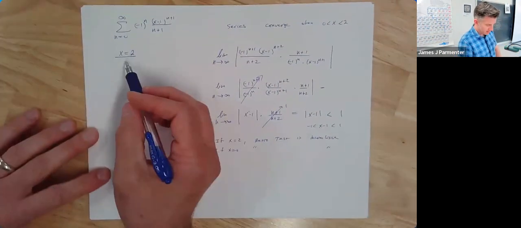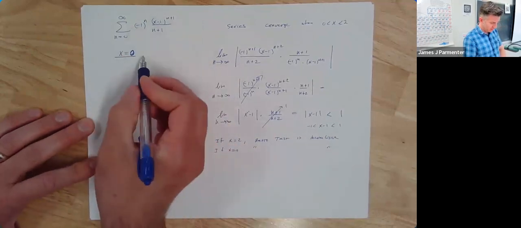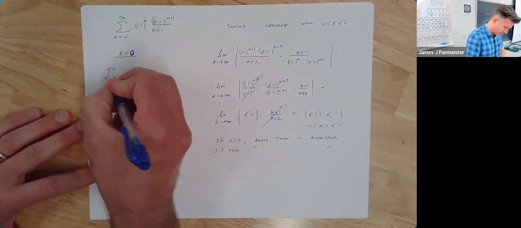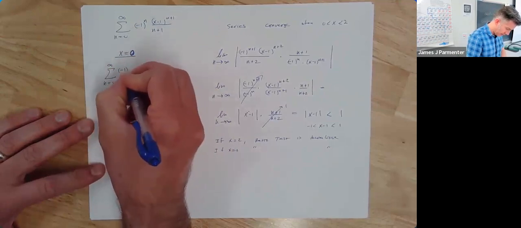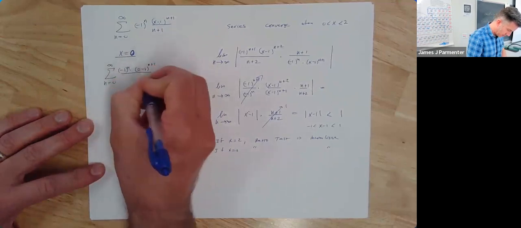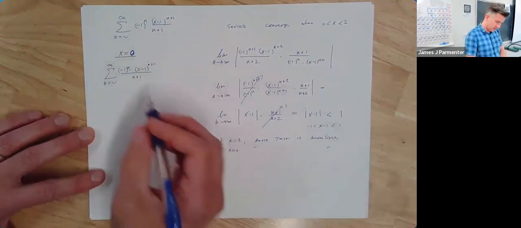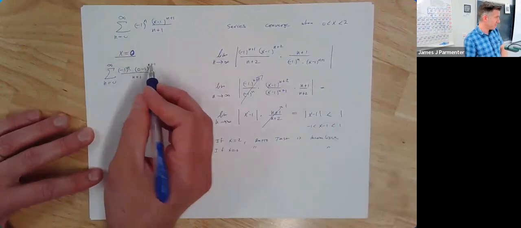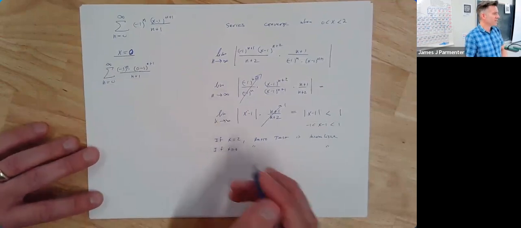If you plugged in, actually, let's start at x equals 0. If we wanted to test the endpoints here, if I plug in 0 for x, I'm left with the sum from n equals 0 to infinity of (-1)^n times (0 minus 1)^(n+1) over n+1. Okay, let's simplify that a little bit. (-1)^n times (-1)^(n+1). What's that always going to equal?